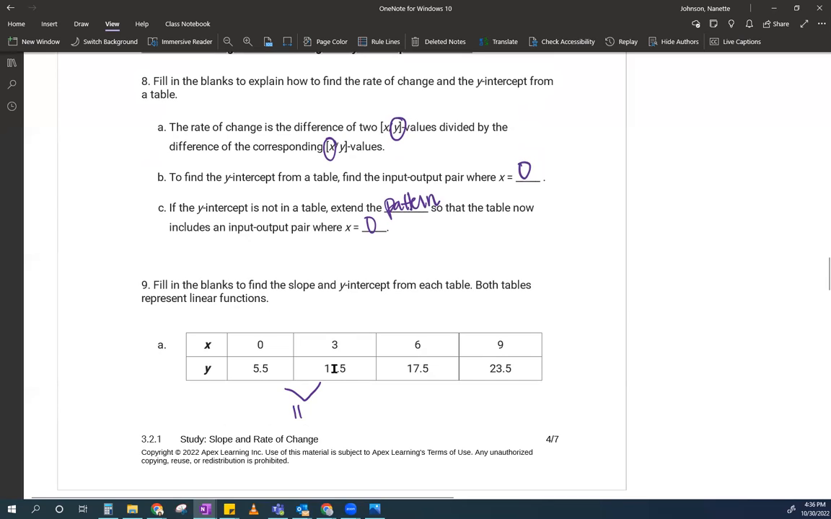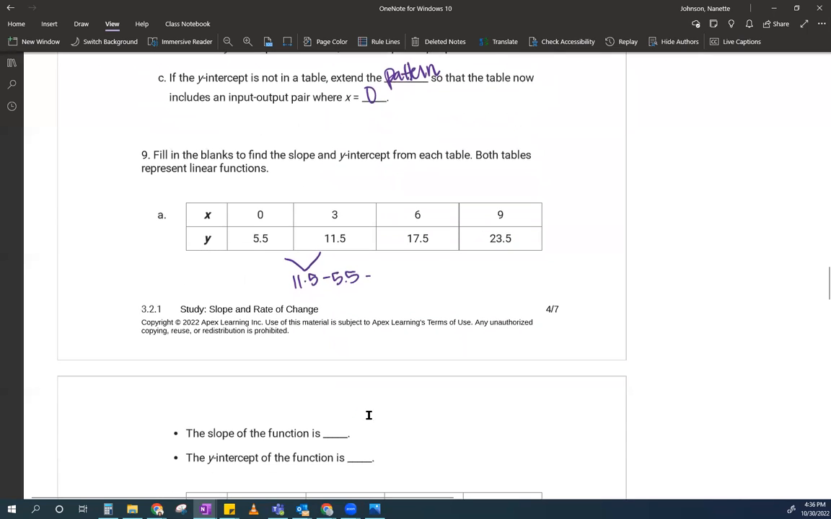So I went 11.5 minus 5.5. So I'm going to go 3 minus 0, which is just 3. And to find the slope, you just divide those two numbers. So it's 6 divided by 3, which is 2. Okay. So that'll show up pretty soon.